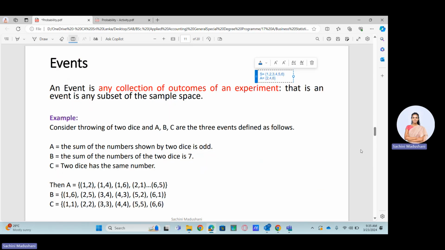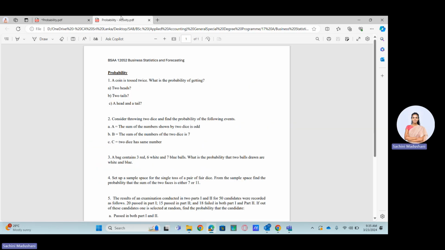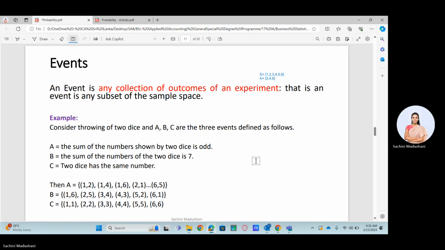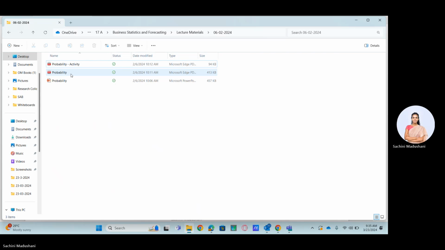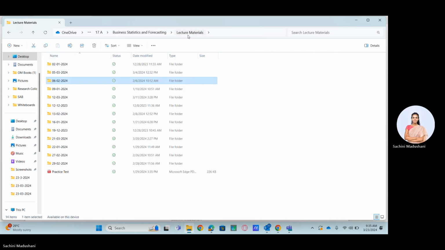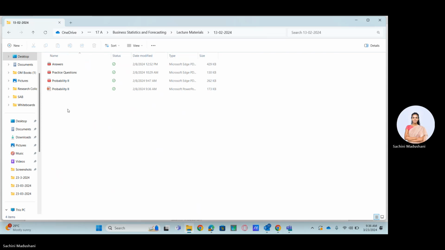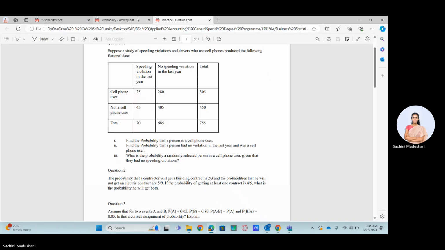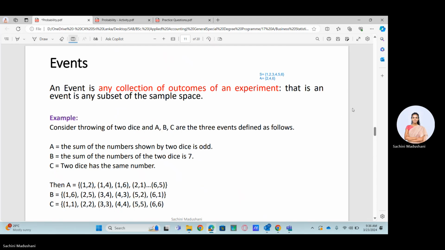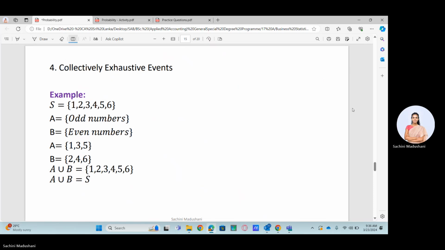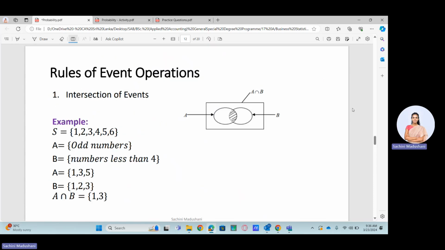Then these are what we call events. Okay. Now the theoretical part is clear. Then, the rules of event operations.